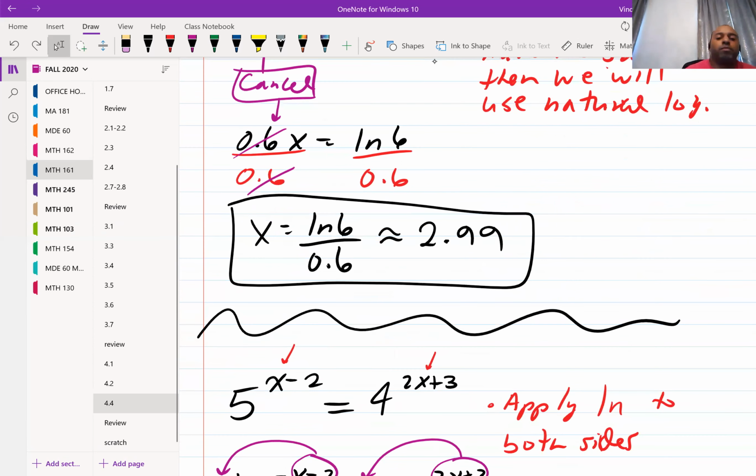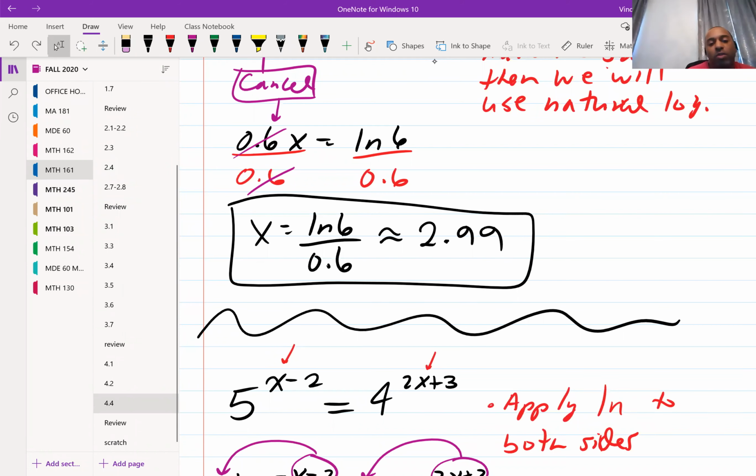All right. Next one, 5 to the x minus 2 equal to 4 to the 2x plus 3. Yes, I just plugged in natural log of 6 divided by, oh, never mind. I know what I did wrong. All right, not a problem.